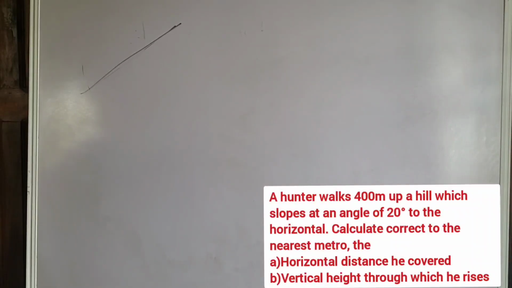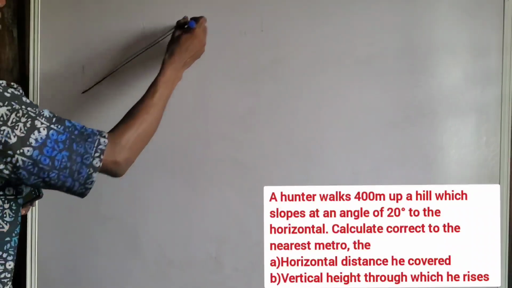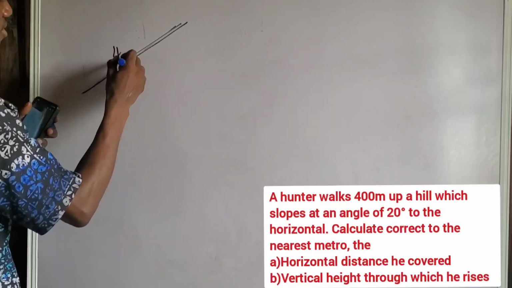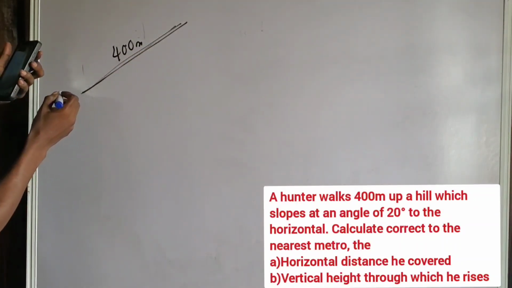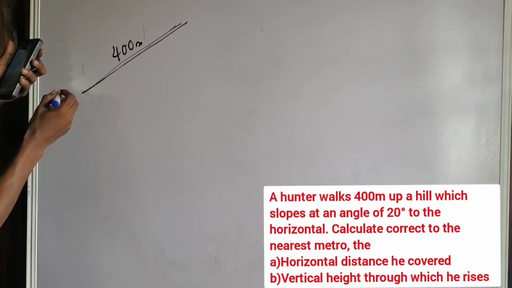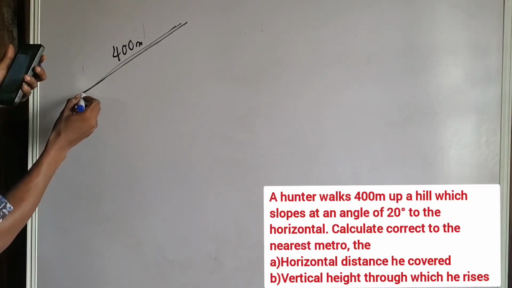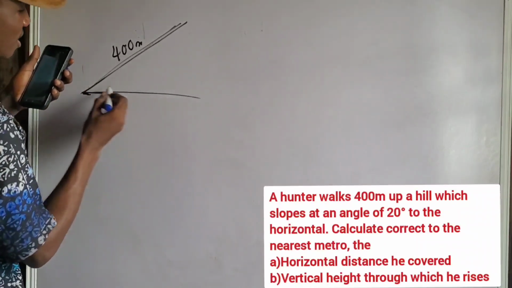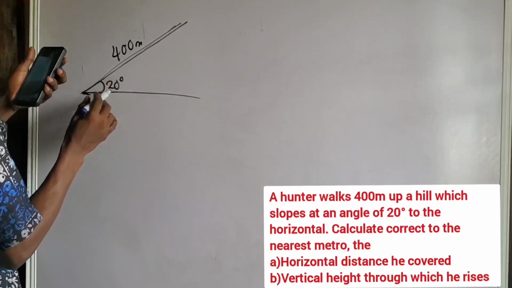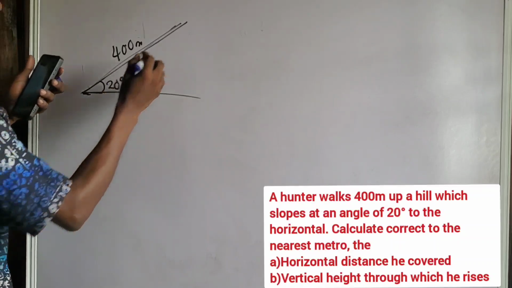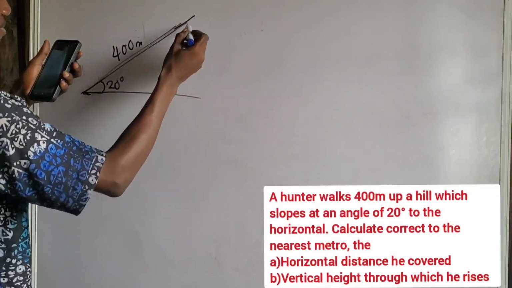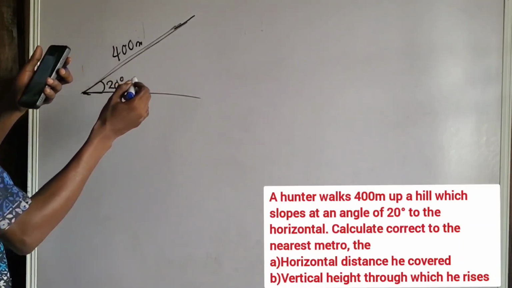Let me change the marker. 400 meters up a hill. This is 400 meters. And it slopes at an angle of 20 degree to the horizontal. This is the horizontal, 20 degree to the horizontal. Calculate, correct to the nearest meter, the horizontal distance covered, then the vertical height through which it rises.